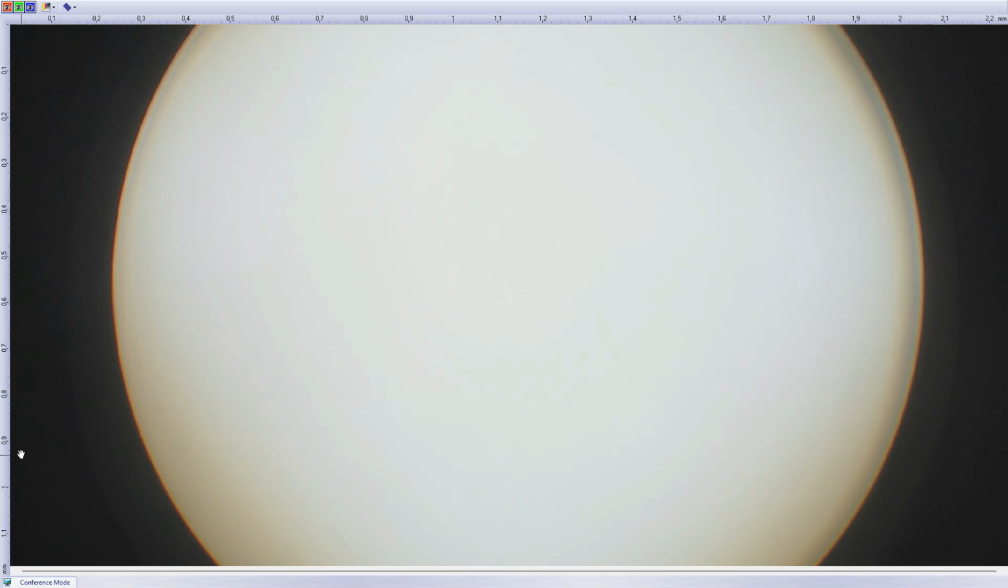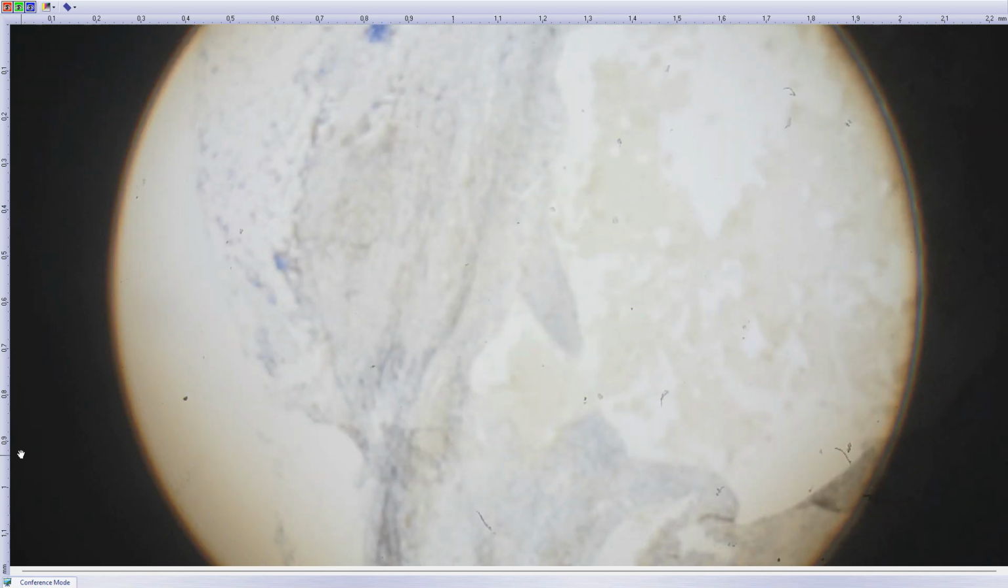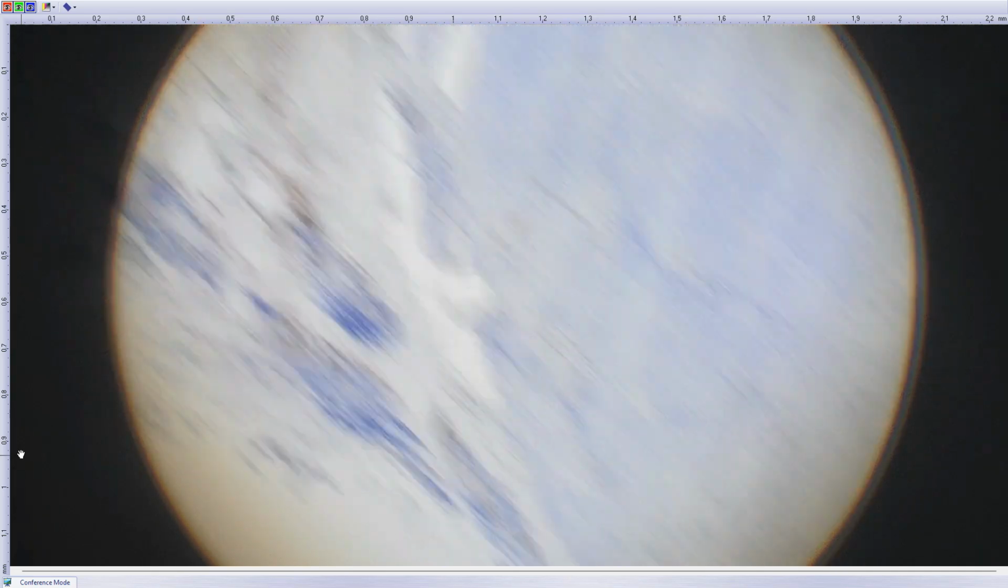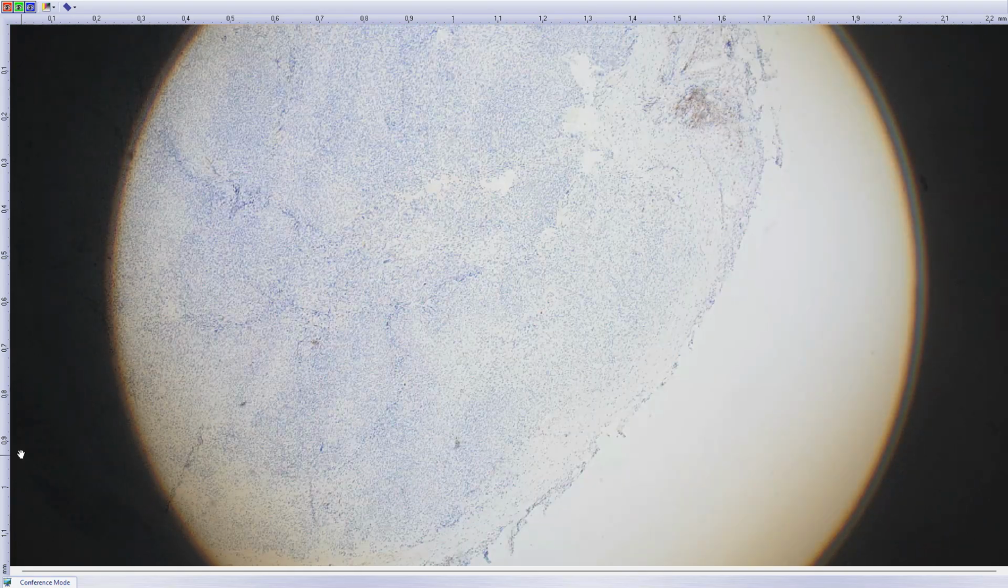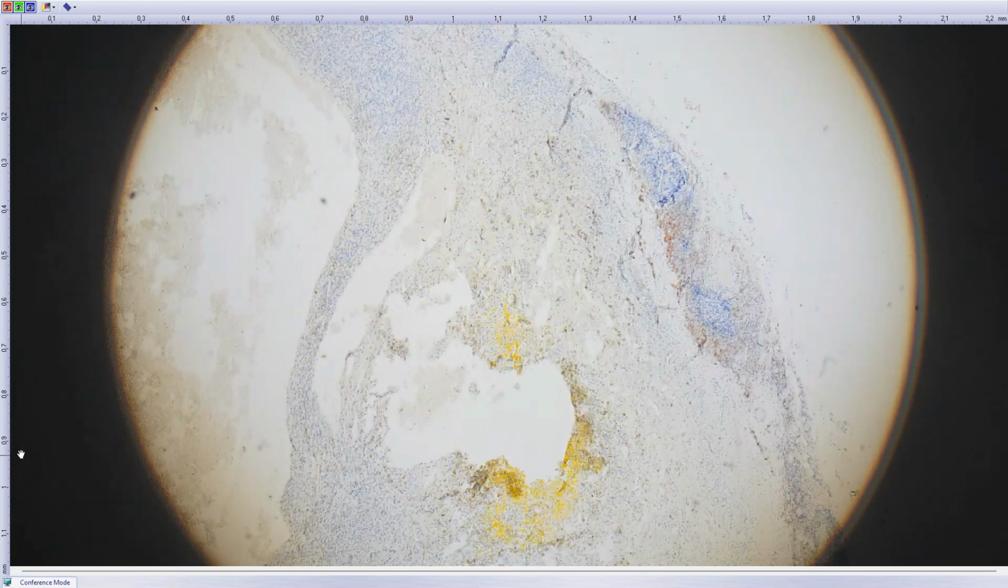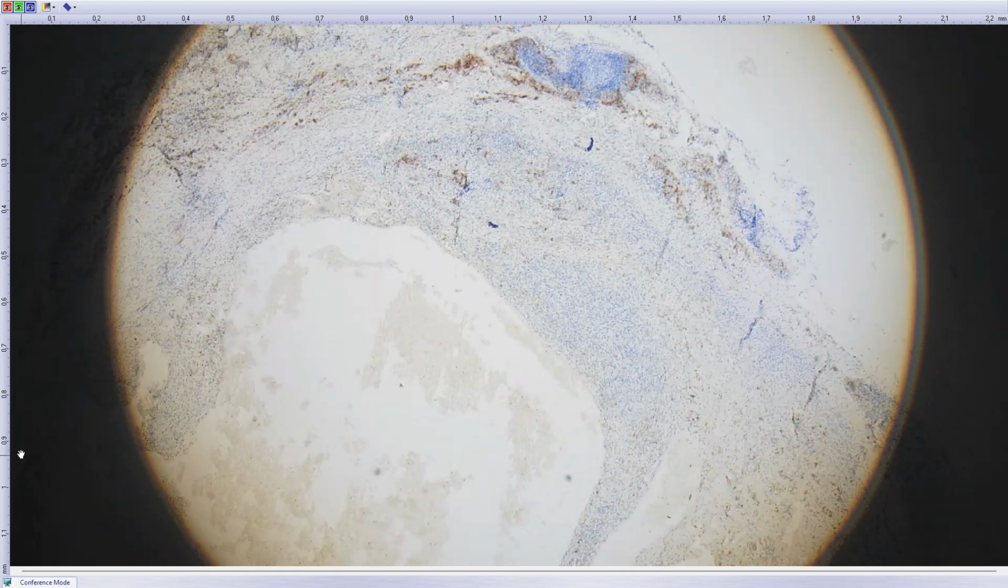So first I did some IHC. It can sometimes be very helpful. You can try EMA. EMA is usually positive, not always, but some 60-70% of cases are positive. Here it was negative, only some probably plasma cells were positive.